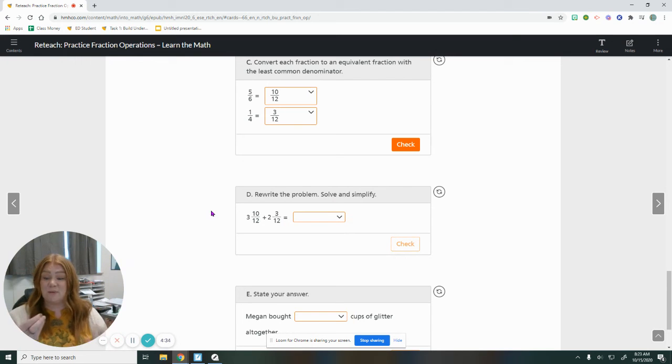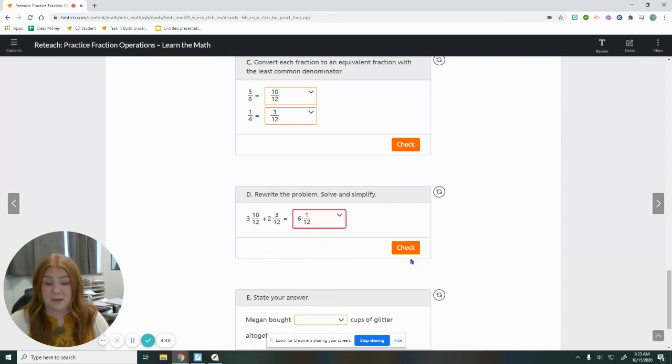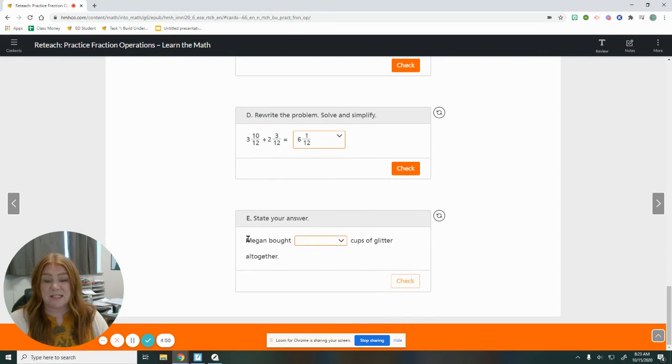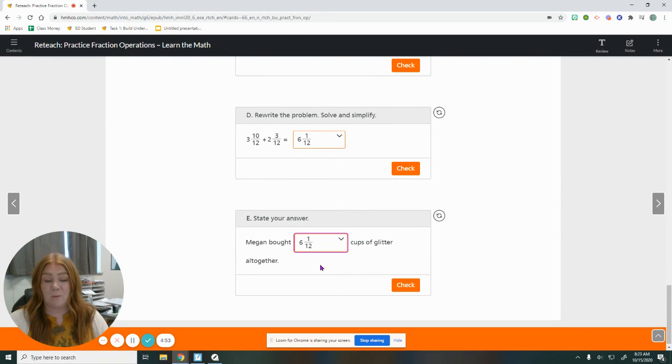So 2 plus 3 was 5. So we have 5 whole pieces. But then when we had 13/12, that made one more piece. So we actually have 6 pieces all together and 1/12 more. So now we're going to restate our answer. Megan bought 6 1/12 cups of glitter. So the hardest part is just making sure that we simplify that answer there.